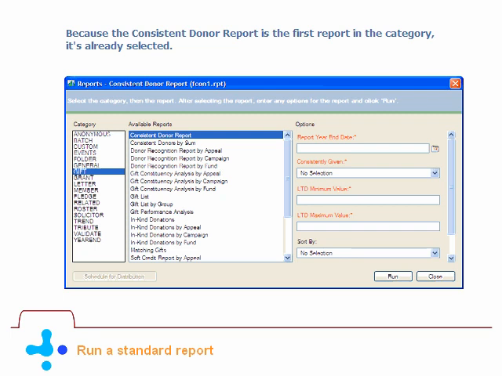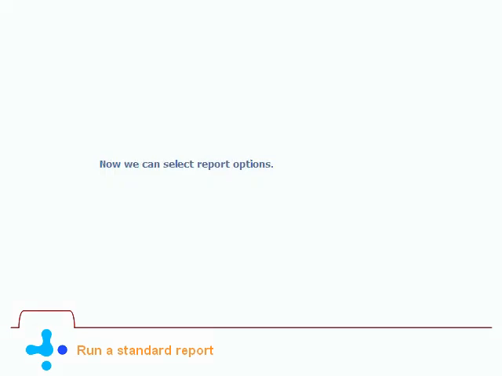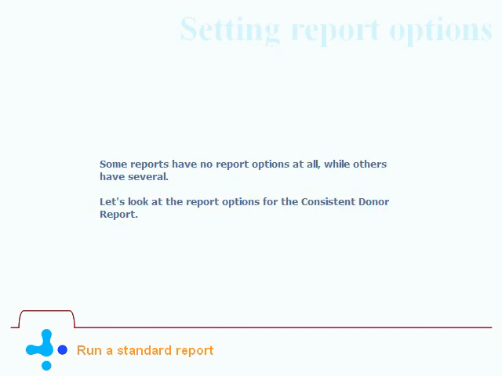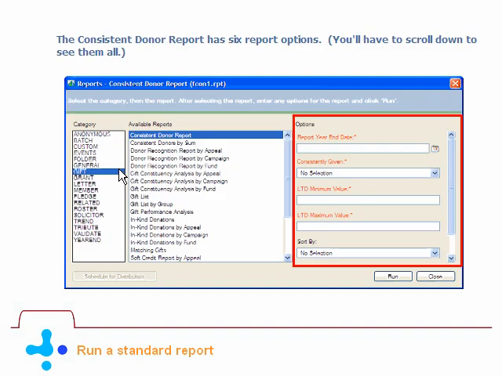Because the Consistent Donor Report is the first report in the category, it's already selected. Now we can select Report Options. Some reports have no report options at all, while others have several. Let's look at the report options for the Consistent Donor Report. The Consistent Donor Report has 6 report options. You'll have to scroll down to see them all.